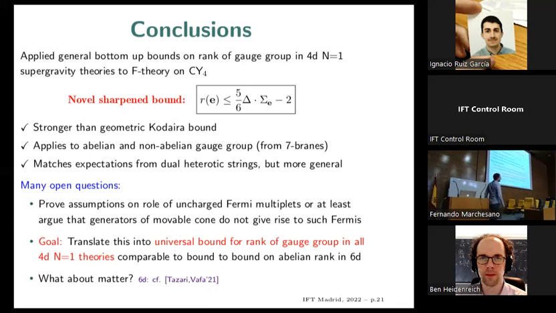And the big goal, I think, is to translate this or other considerations into universal bounds for the rank of the gauge group. I think this is one of the dreams of the field, to give actual bounds on the matter content. And in this case, for example, on the rank of gauge group in all 4D N=1 theories. And as I said, this requires more work, but I hope this whole program, also taking into account six and five dimensional previous papers, of course, can lead the way. And finally, we'd also like to know about matter in six dimensions.